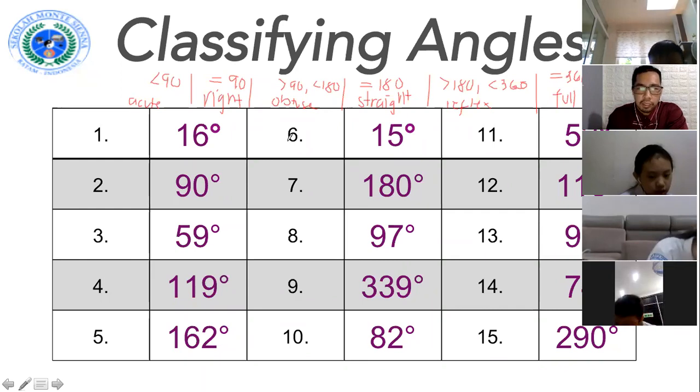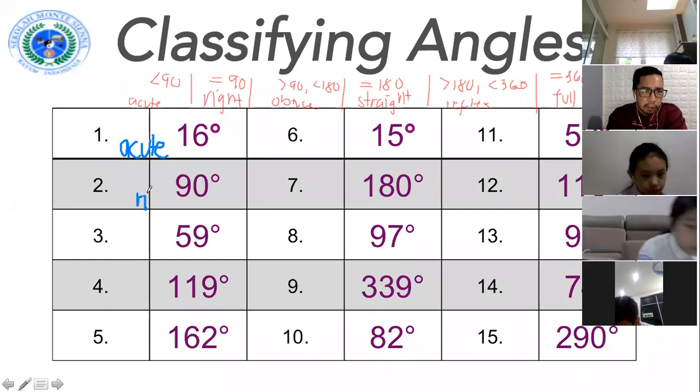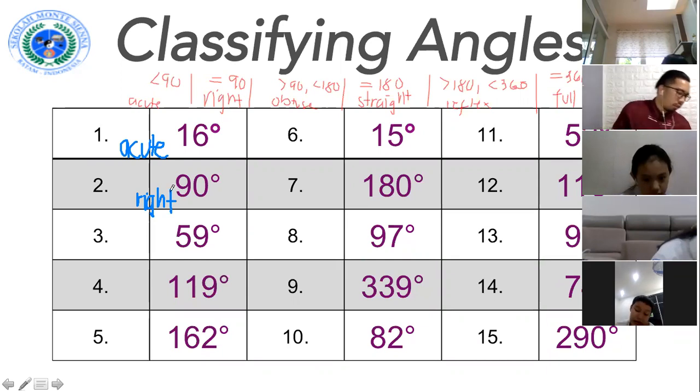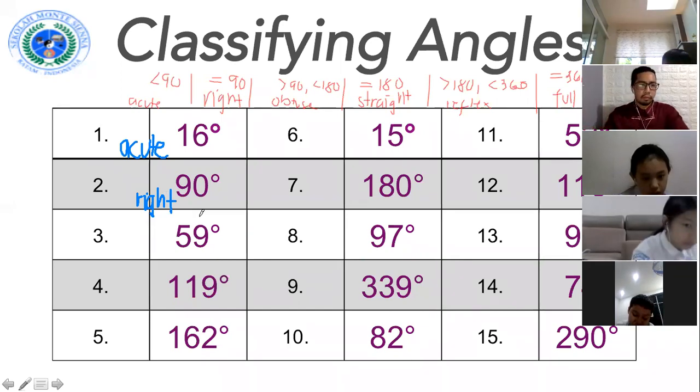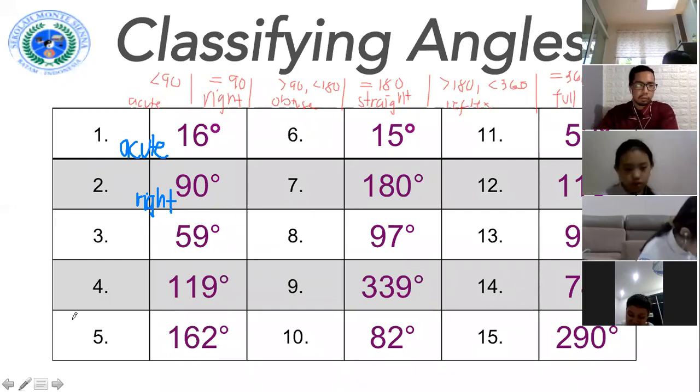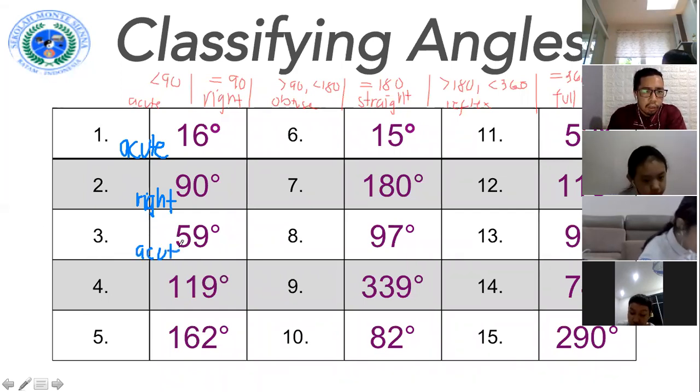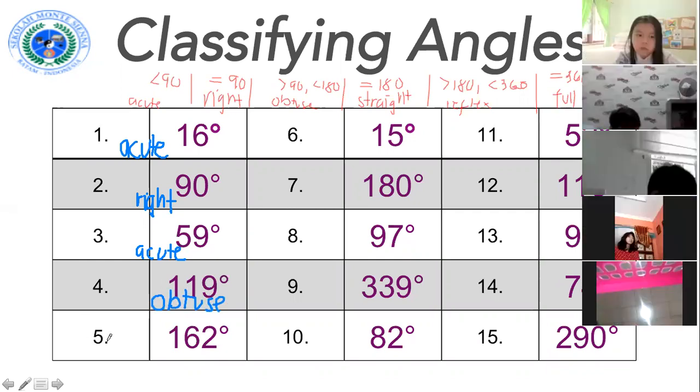Okay, number one. It's acute. Number two, anyone? Right angle. Right. Okay, give a chance to others. Number three. Who wants to try number three? Just unmute your microphone, but if you answered already, give a chance to others. Nicole? Acute. Number four, Valencia? Obtuse. Number five, Ellen?